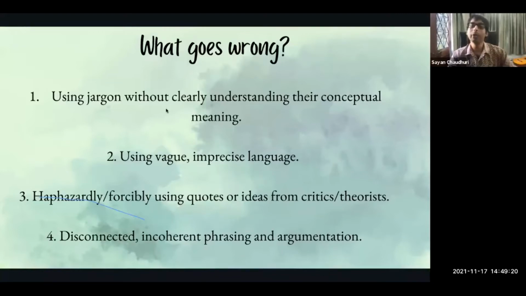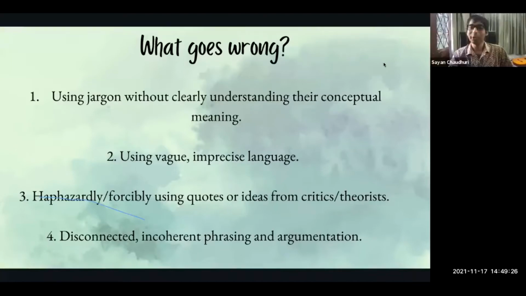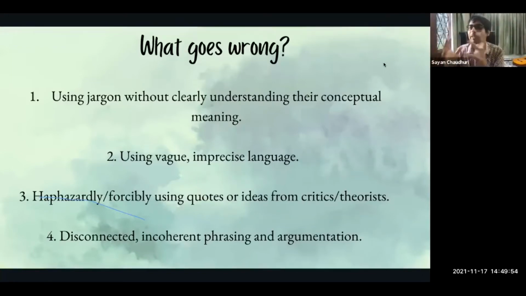So one thing I used to do is use jargon without clearly understanding the concepts, right? So I would think that, okay, this is what is expected of me. So when I'm asked to analyze a literary text, I should use these big words. I should say that I want to problematize the text, but I don't know what that means. What does problematizing the text mean? Or let's say I would say that, using the lens of second wave feminism, but I'm not very clear. I haven't read enough in that field to understand, right? Another thing that happens frequently is using vague or imprecise language, right?